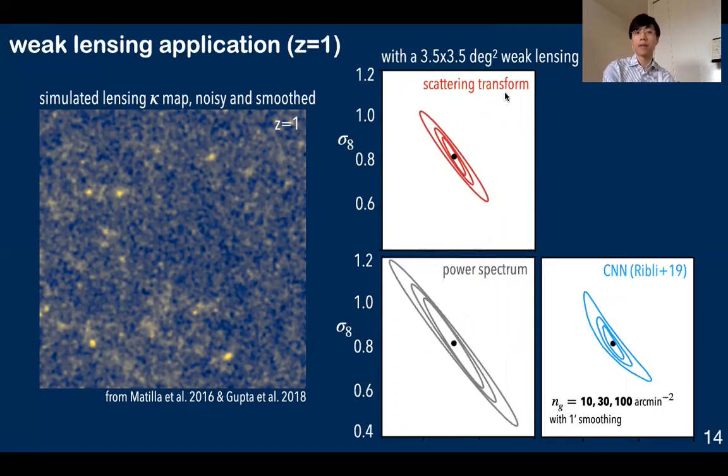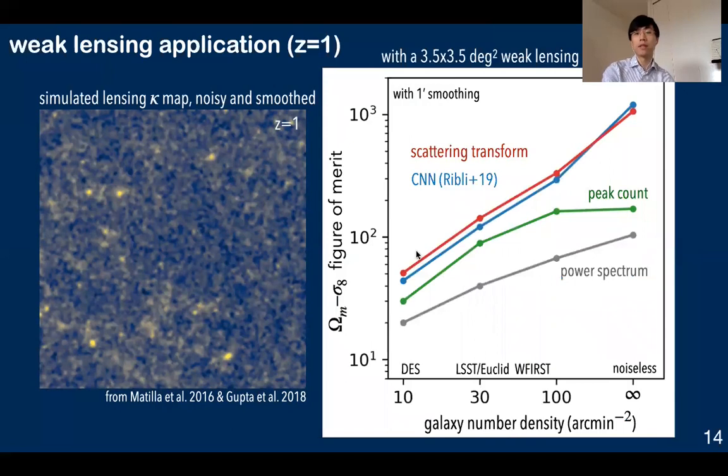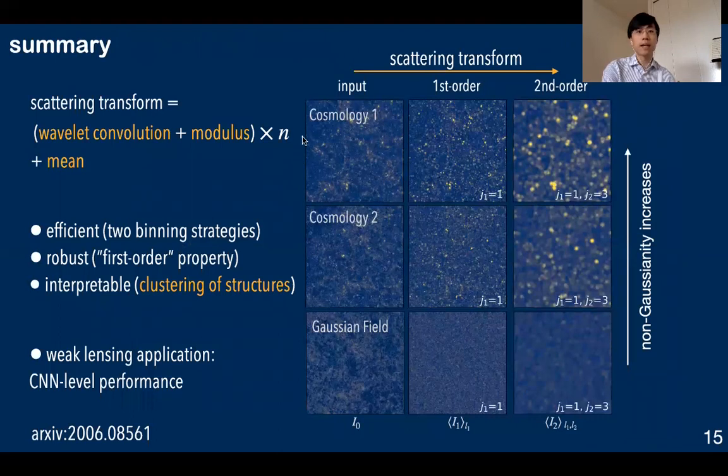And if we compare the constraint from scattering transform and CNN, we see that they're actually very close to each other. And this is the comparison. So this means perhaps the scattering transform already extracts all useful information. To summarize, we have introduced the scattering transform, which is a new statistic borrowing ideas from a convolutional neural net, but it needs no training, and it shares also the advantage of traditional statistical analysis.